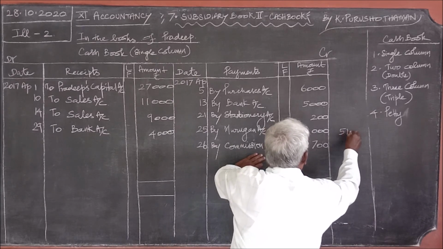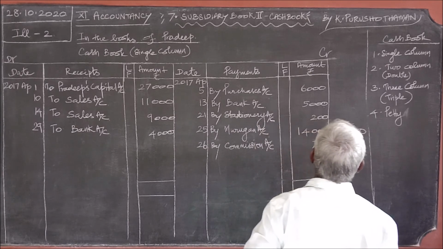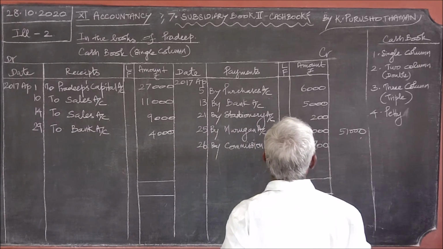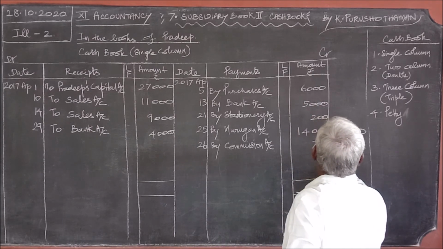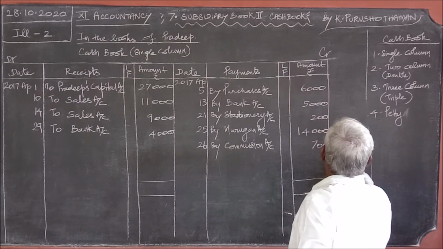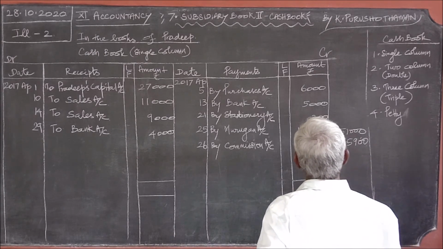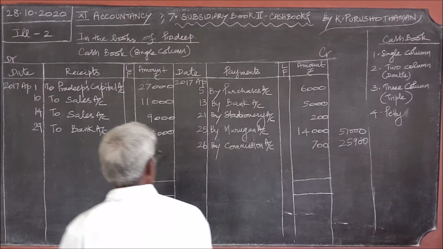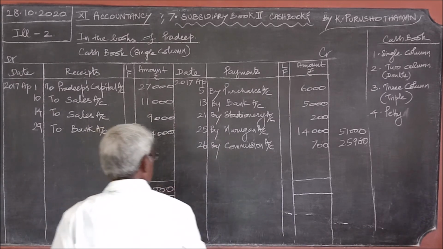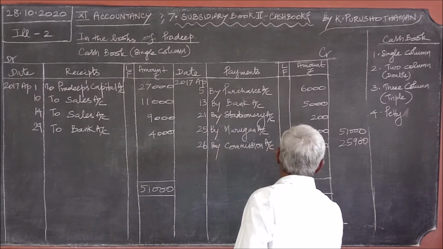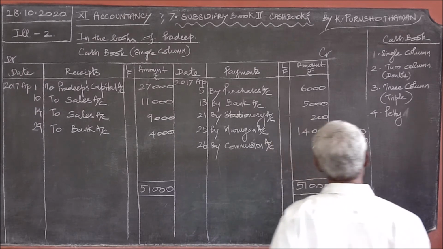₹51,000 on the receipt side. On the payment side, ₹25,900. So the greater total is ₹51,000. You write it on both sides, as in a ledger, the 51,000, and then the balancing figure.